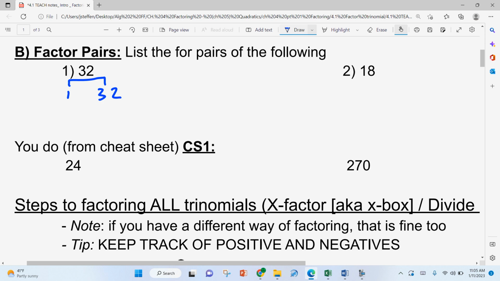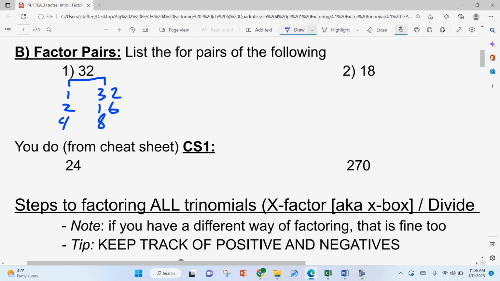What about 2? Well, if you don't know, take 32 divided by 2. 32 divided by 2 is 16. So 2 times 16 is 32. What about 3? Again, if you don't know, put it in your calculator. 32 divided by 3 is some decimal, so 3 doesn't work. What about 4? 32 divided by 4 is 8, so that's good.